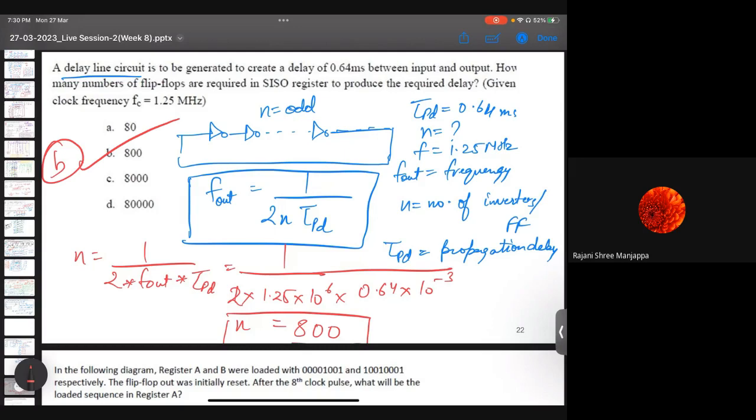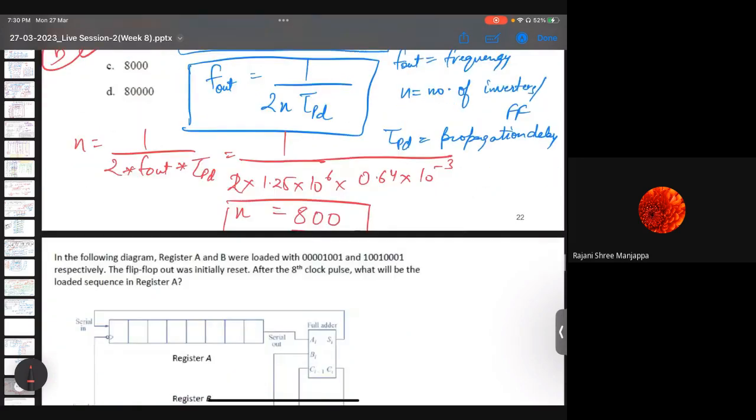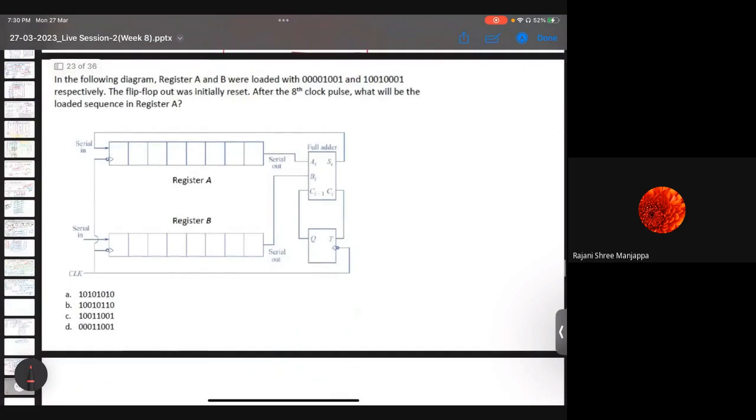Is it fine? This was a numerical problem. Shall I proceed? Okay. So now, this is also a good question.